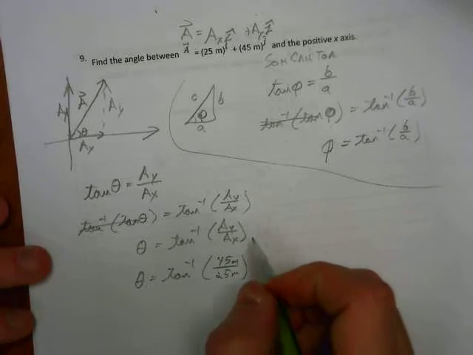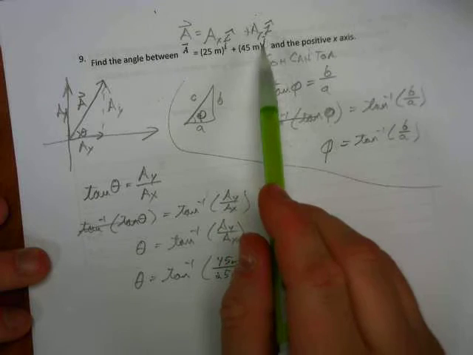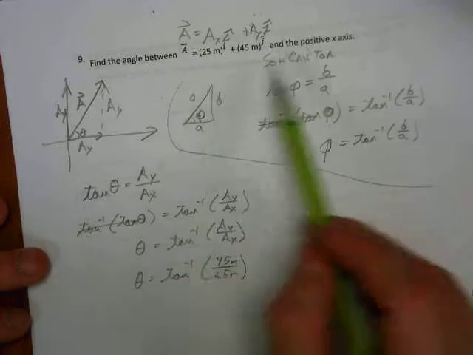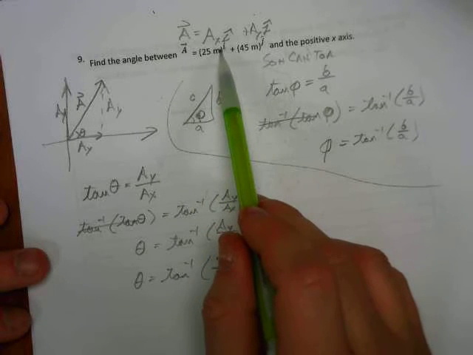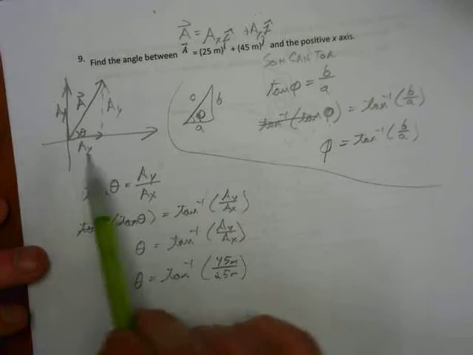How did I know that? I know that just because this 45 meters is attached to j hat, so that means it is in the y direction. So it is AY. And the 25 meters here is attached to i hat, which means it is along the x direction.